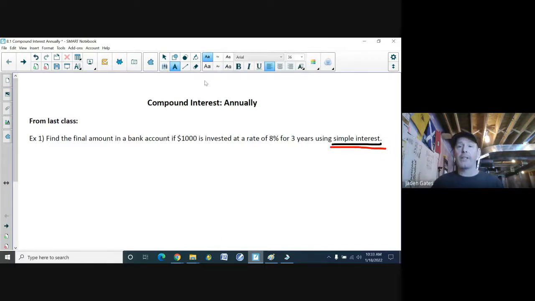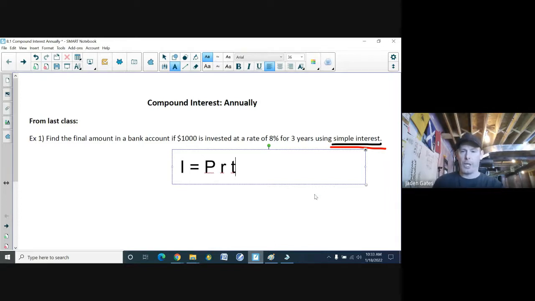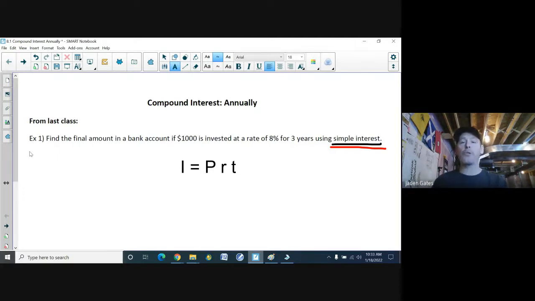All right. So because it's simple interest, I'll be looking at my simple interest formula, which is I is equal to P times R times T. When I go through the question, it says find the final amount in a bank account if $1,000 is invested. So we're investing, and that means our principal is $1,000. It says at a rate of 8%. So R is, again, equal to 8%. And as I mentioned last class, percent's useless to us in calculations. Got to convert it to a decimal. So I divide by 100% and I get 0.08.